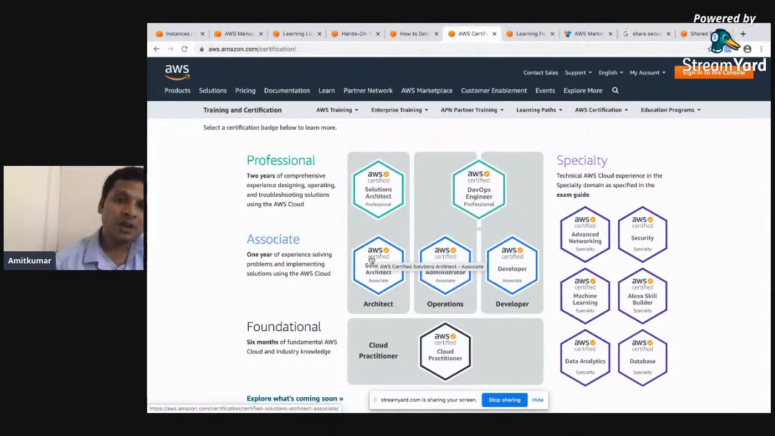But if you want to start with something which is easier to pass, developer is easiest to pass according to me, then go ahead for the solutions architect to have a complete understanding of the AWS platform. SysOps is something which is tougher. Of all these three certifications, this is the toughest, and this is focused on your administrative skill sets, wherein you'll design this infrastructure further to ensure fault tolerance and availability and monitoring aspect.